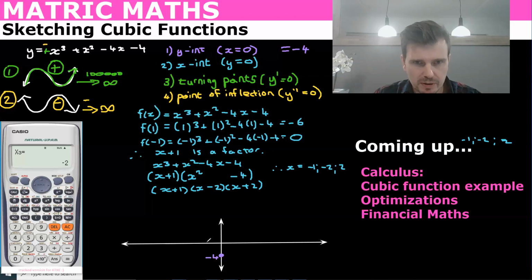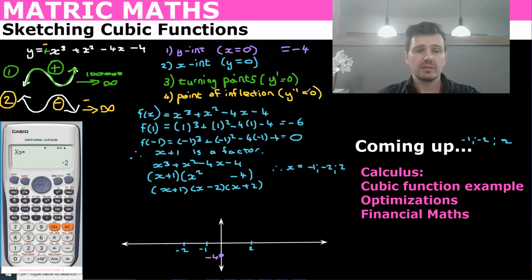So I can put those over here. So we would have minus 1 would be 1, minus 2 would be another, and 2 would be my third one. Okay, now the next thing is my turning points.